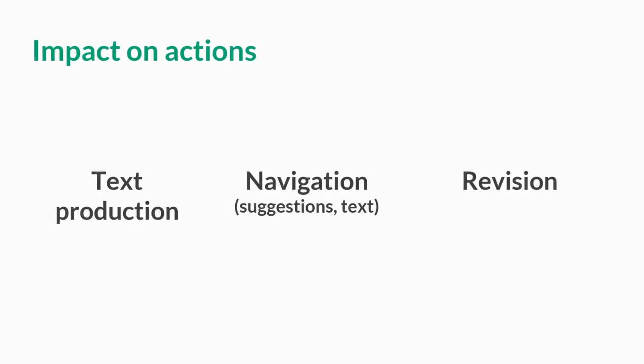This analysis further revealed the impact of suggestions and different suggestion numbers on actions. So in general, we found these 3 types of actions relating to text production, navigation, and revision, and different numbers of suggestions impact these actions and their frequencies. For instance, if we show more suggestions, this generally leads to more actions being spent on navigation, for example, navigating the list of suggestions.